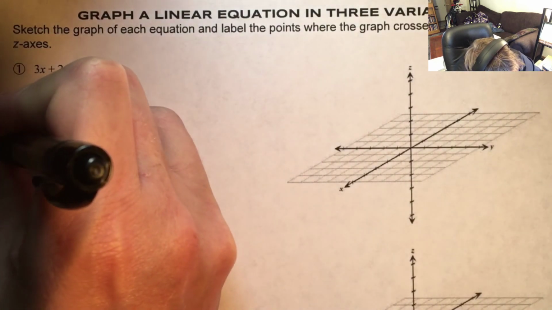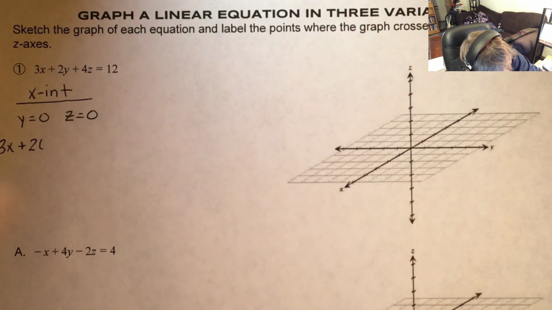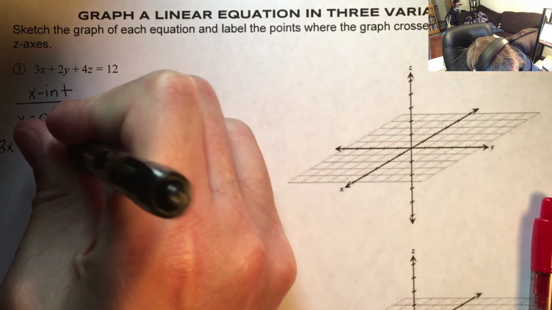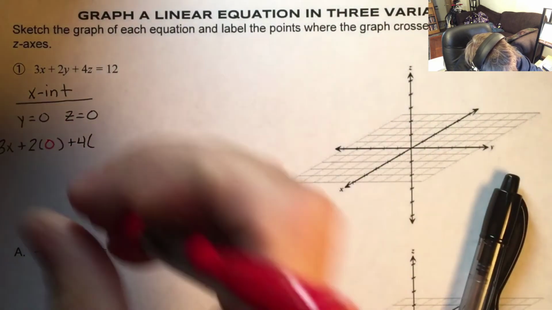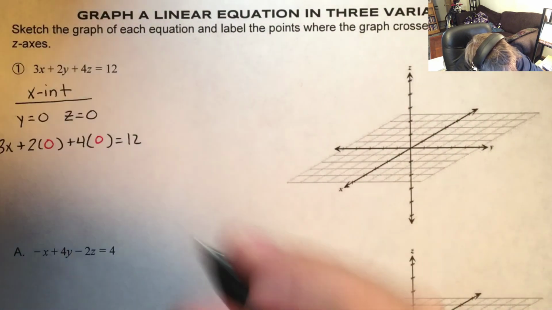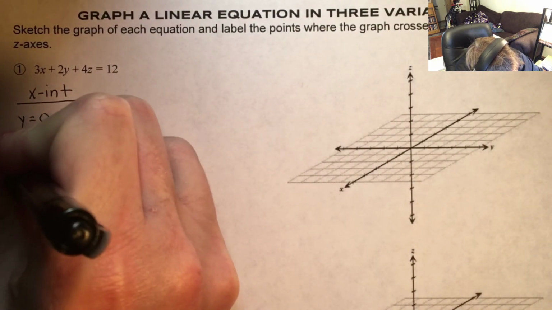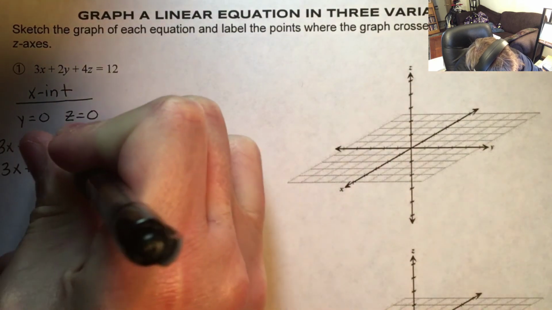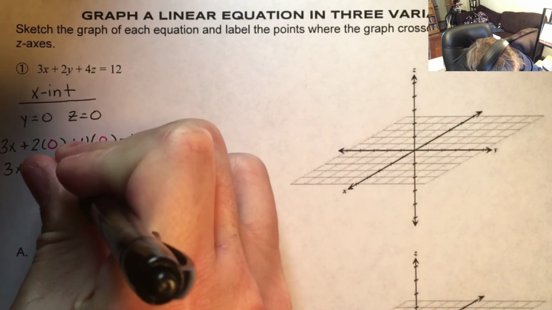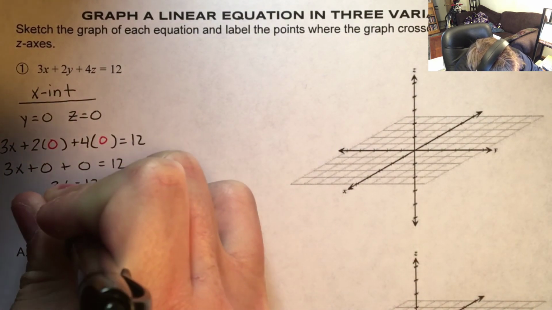So I can just say that this is 3x plus 2 times 0 plus 4 times 0 is equal to 12. Well, 2 times 0 is 0, and 4 times 0 is 0. So this is 3x plus 0 is equal to 12. Well, this just ends up being 3x is equal to 12. Divide by 3, divide by 3. I know that x is equal to 4.